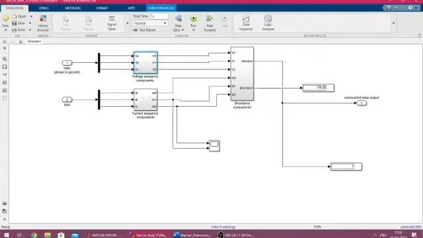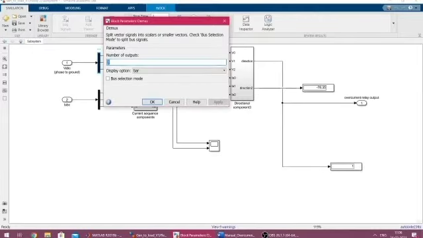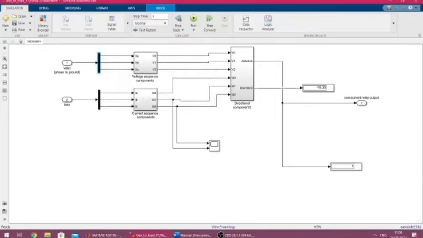Inside the relay subsystem we have several other subsystems. The first step is to obtain the individual phase quantities from the three-phase quantities, and this we do using the demux block. Here we have selected the number of outputs as 3. The function of this demux block is to split the signals from the three-phase values. We obtain the individual phase voltages, that is VA, VB, VC. Similarly, from the three-phase current we obtain the individual currents IA, IB, and IC.